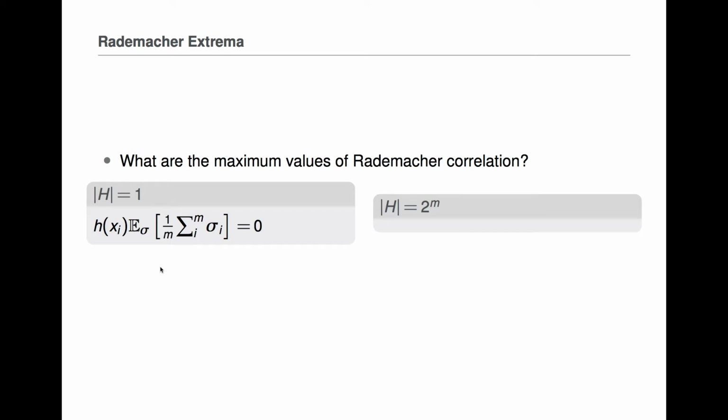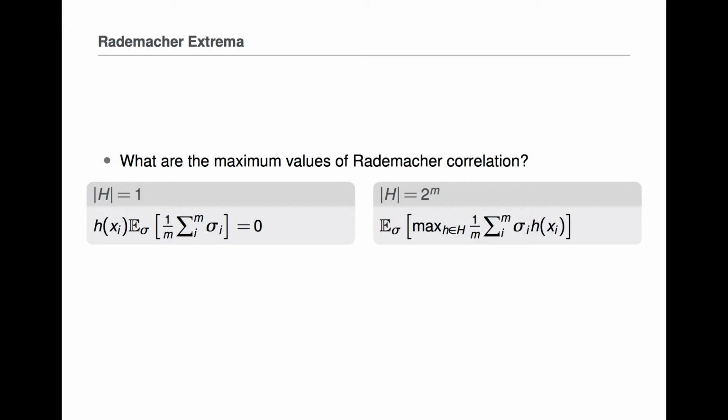Now let's take a look at the opposite side, where you have a very complex hypothesis set. And if you have 2 to the m hypotheses to choose from, you can basically set your bits however you want to align with whatever random noise you have. And so in that case, this becomes a little bit more complicated. So now we have to think about what's going on in here. And so think about this like a game.